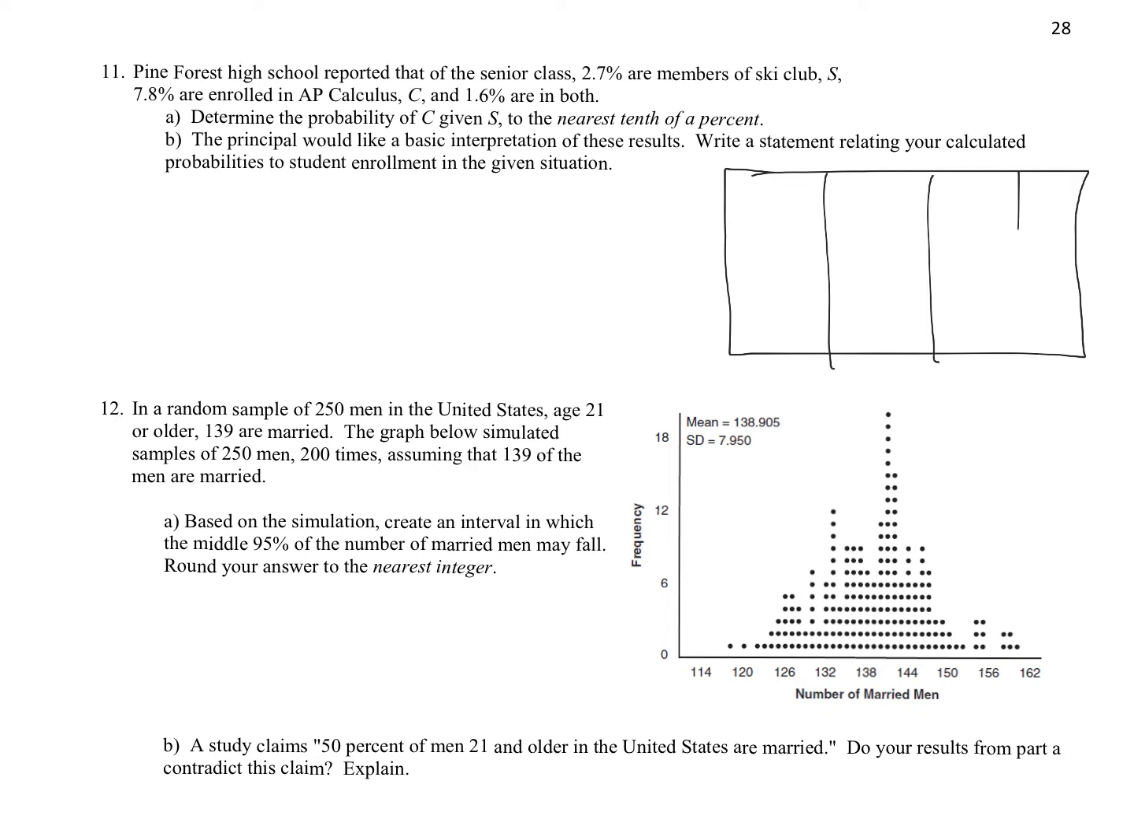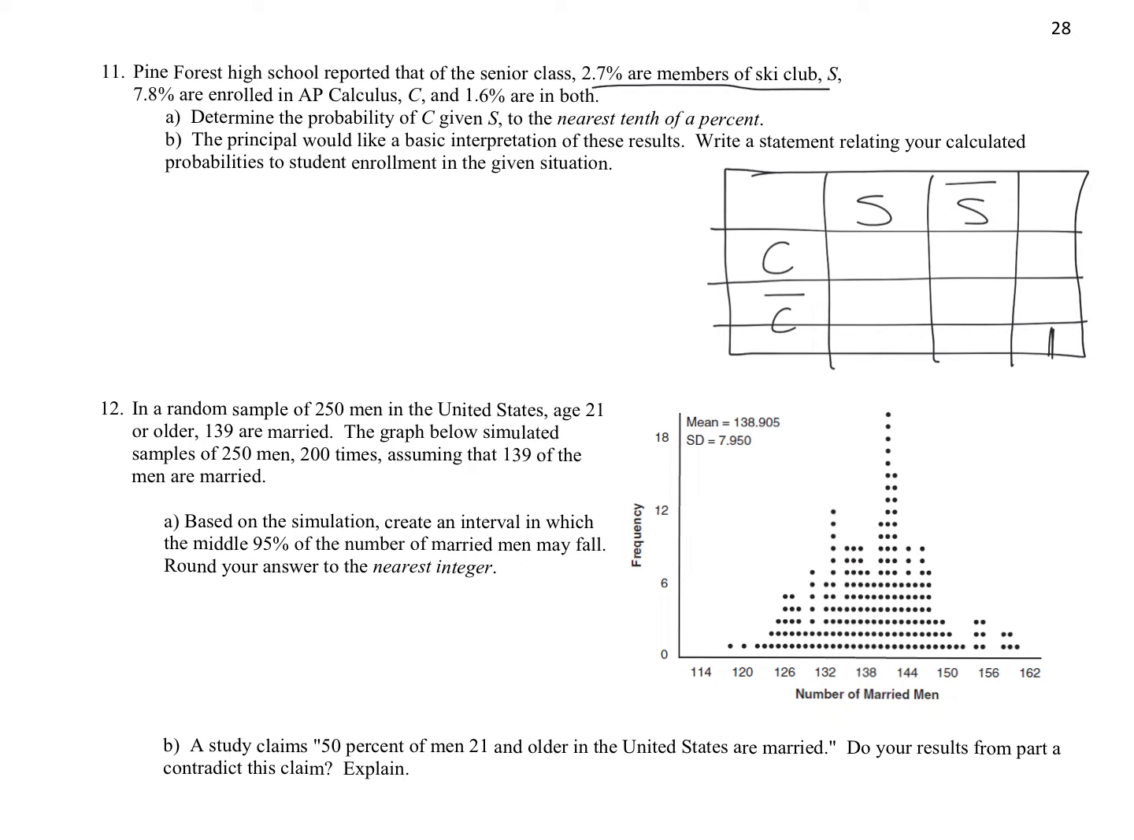Just a reminder, two-way tables are usually 4x4 unless we have multiple categories. So I'm going to put a 1 down here. We're going to do S and not S, and C and not C. So we're going to start filling in the information. It says 2.7% of the members are in Ski Club, so that's 0.027 here. It says 7.8%, so 0.078 in AP Calculus, and then 0.016 are in both.